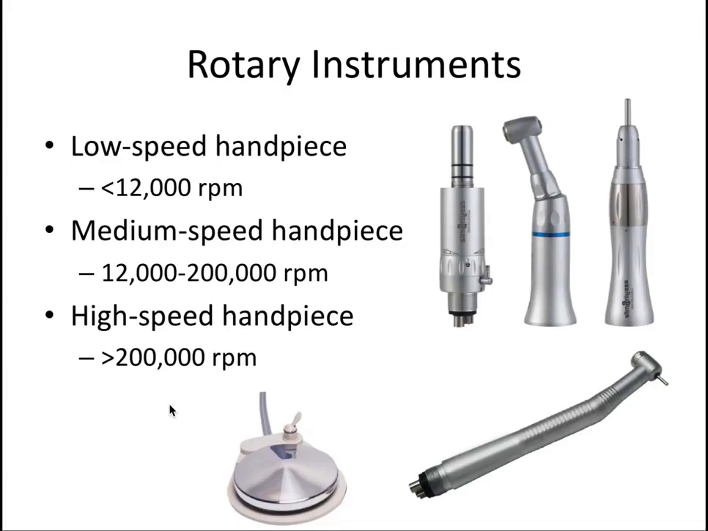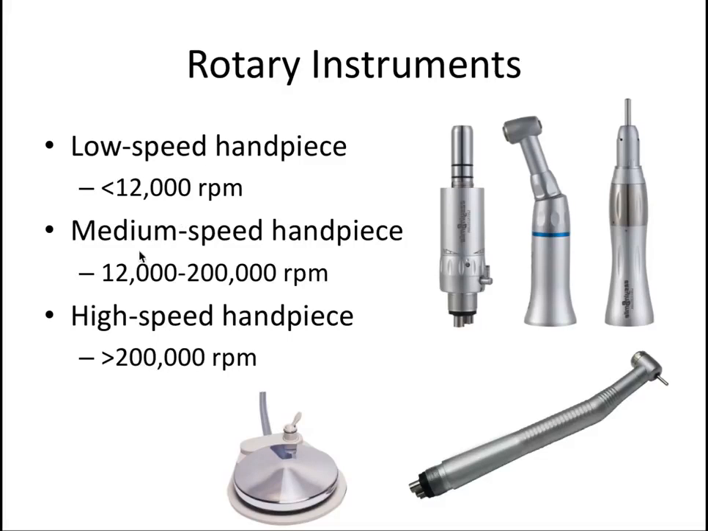The high-speed handpiece is used for tooth preparation, for fillings, crowns, removing old restorations, and many other procedures that require quote-unquote drilling teeth. And they operate at over 200,000 RPM. They usually have, and this is a high-speed handpiece, a fiber optic light. They usually operate with air-water spray and so on.